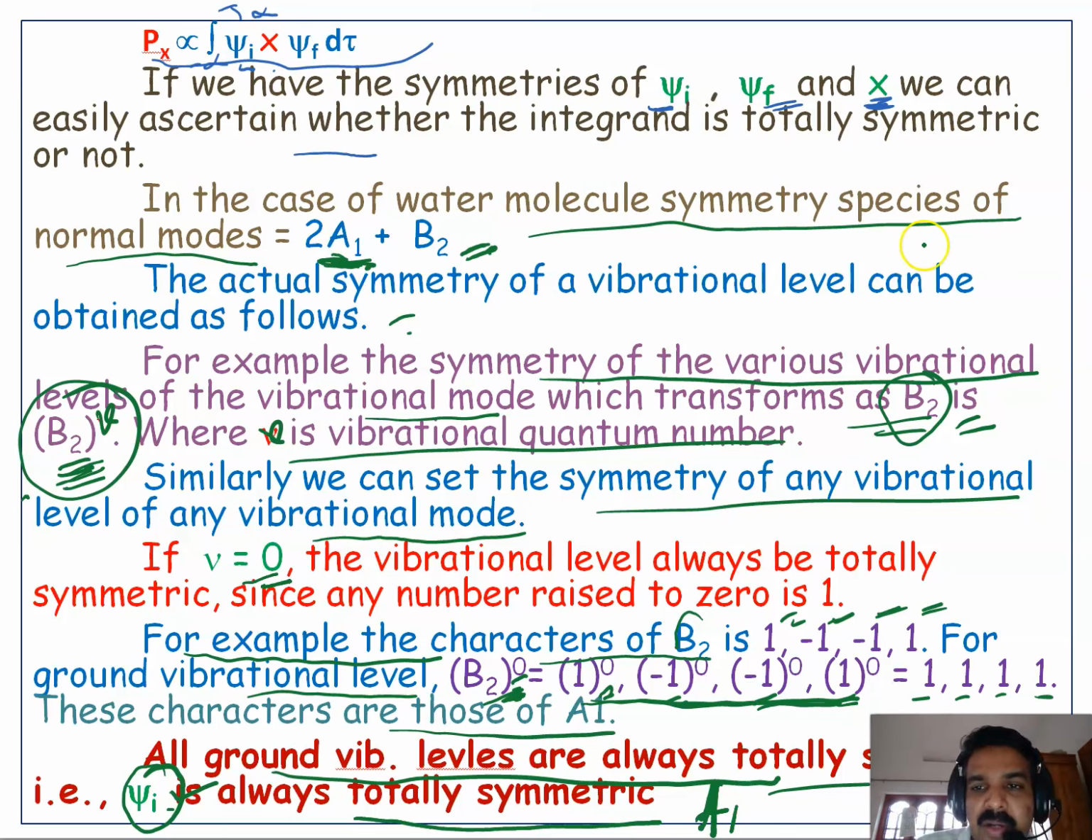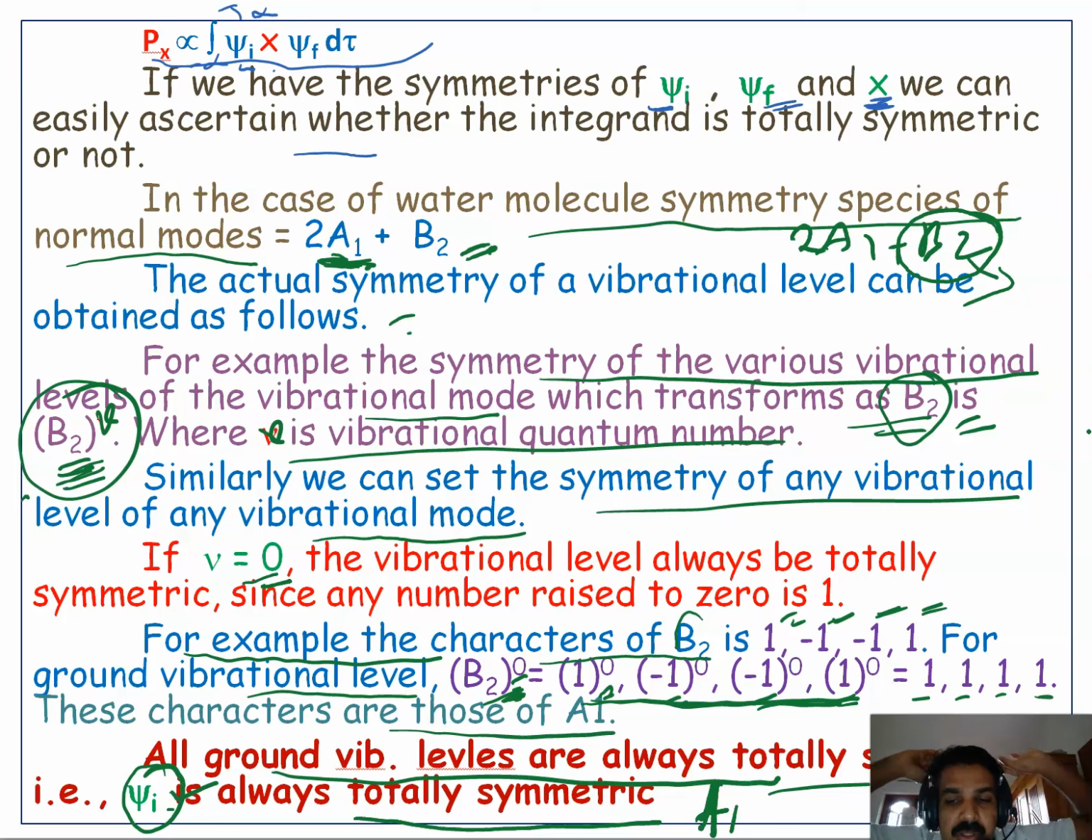In the case of the water molecule, there are 3 modes, 2A1 plus B2. Even in the B2 mode, that is asymmetric stretching, the ground level is A1. How is it obtained? For the ground level, B2 raised to 0 has to be taken. Then B2 raised to 0, that is, each character raised to 0, equals 1, 1, 1, 1, that is the A1 mode. So the ground vibrational level of any mode is a totally symmetric one, that is A1. Can you understand?